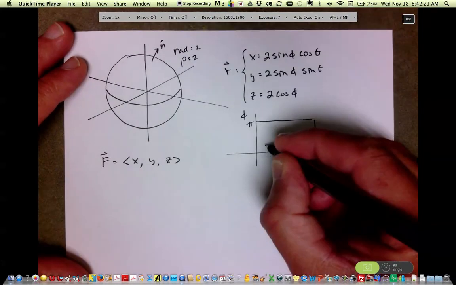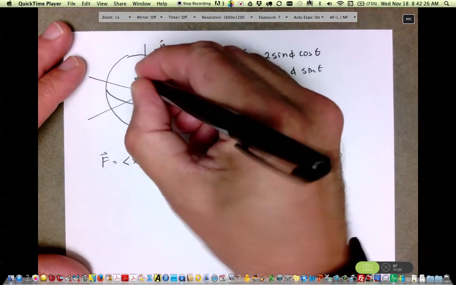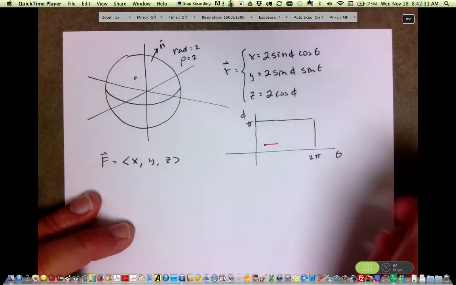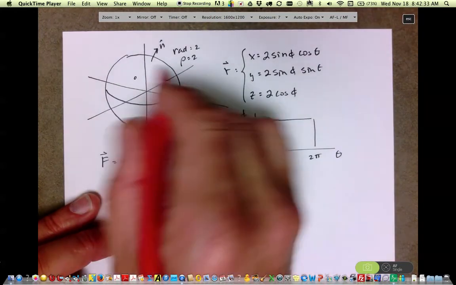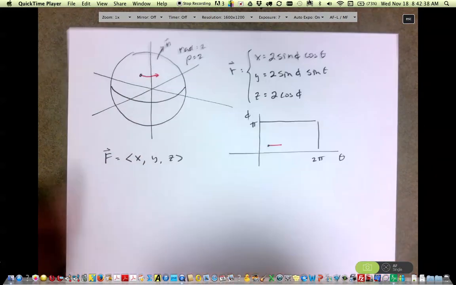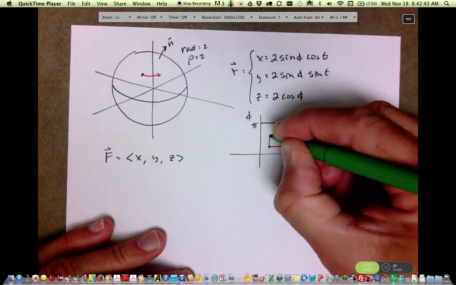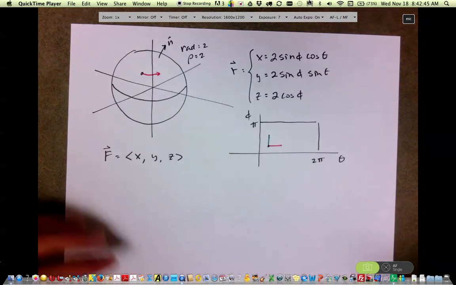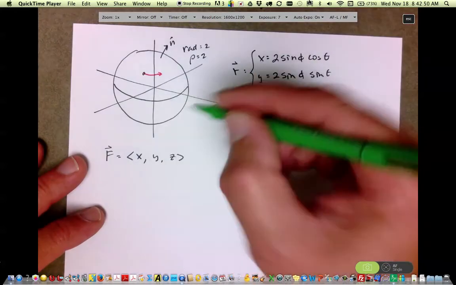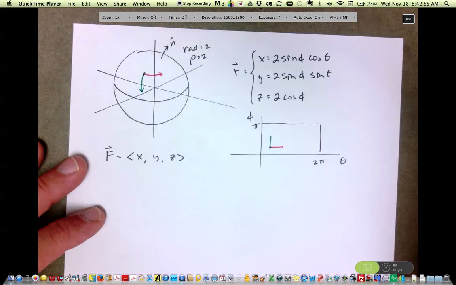Like before, a point in this plane is going to correspond to a point on the sphere. If we move in the theta direction, remember theta measures an angle that goes around counterclockwise in the xy plane, so this is going to produce a graph that looks something like that. And if I move in the positive phi direction, remember that phi is measured from the positive z-axis down to the negative z-axis. So as phi increases, this is going to move in this direction.